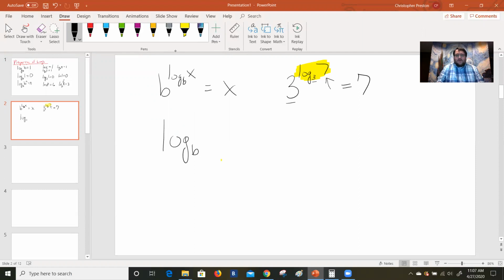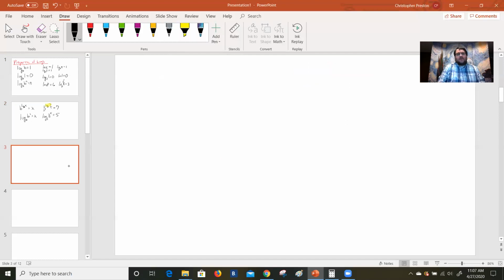Likewise, like the property we just talked about, those are going to cancel out. Log 3 of 3 to the 5th is 5. Again, those bases match. This inverse property gives you that. So that's that third property we looked at first. So those are inverse properties.